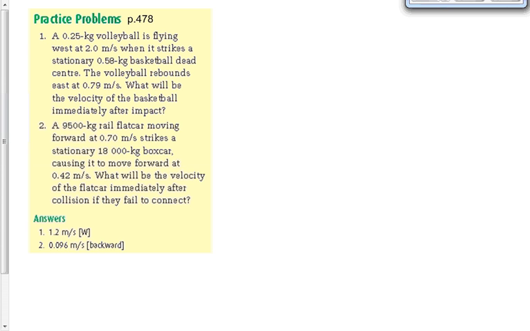Okay, let's take a look at number 2 here. It says a 9,500 kilogram rail flat car moving forward at 0.7 strikes a stationary 18,000 kilogram box car, causing it to move forward at 0.42 meters per second. What's the velocity of the flat car immediately after the collision if they fail to connect? Okay, what does that mean, they fail to connect? What are they really telling us there in terms of physics?